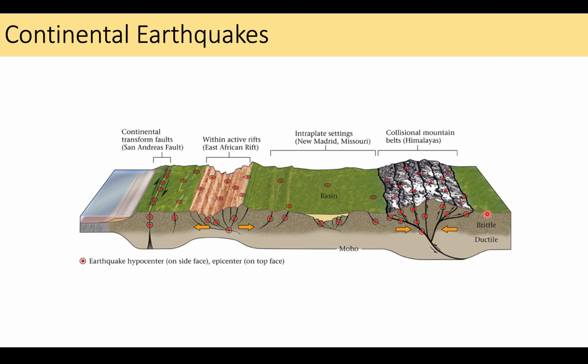So here are some examples of different types of continental earthquakes. So different types of tectonic settings that can cause earthquakes. And you'll notice that some of the dots here that show the earthquakes are deep in the earth. Some of them are just on the surface. So you'll see that the epicenter of the earthquake, we're going to learn these words in a few slides, is on the surface here. The hypocenter is down at the depth.